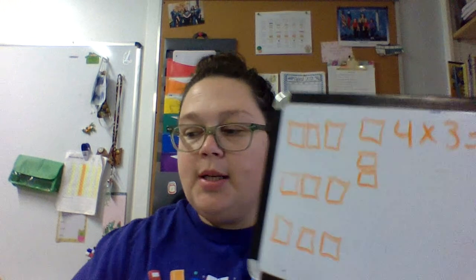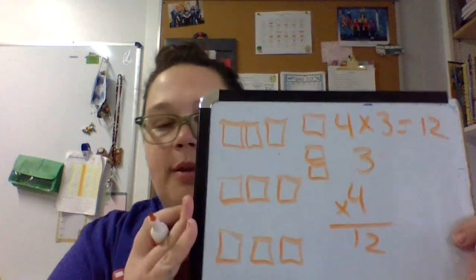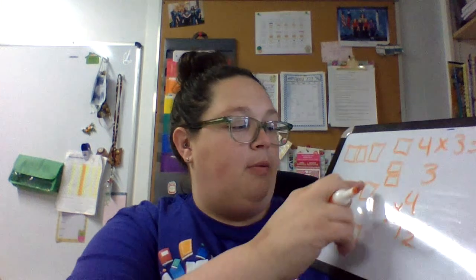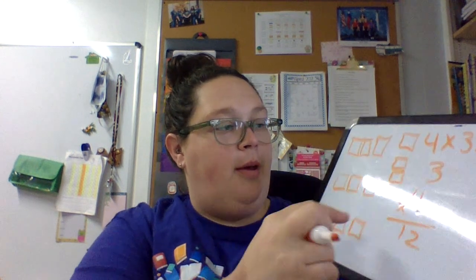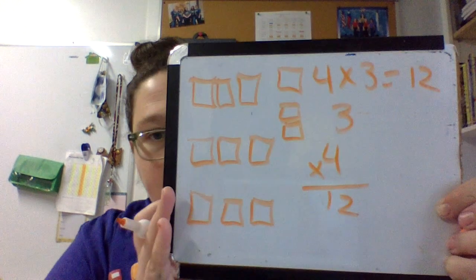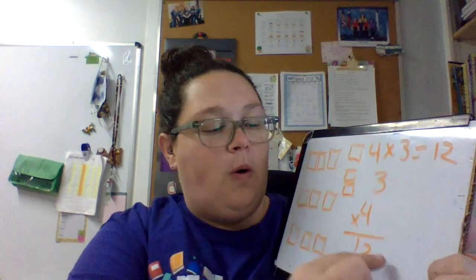4 times 3 equals 12. But there's another way. You can write 3 times 4 equals 12. Either way, 3 times 4, 4 times 3 is 12. Because you have 1, 2, 3, 1, 2, 3, 1, 2, 3, 1, 2, 3. Or you have 1, 2, 3, and 4 in those groups. Okay? So 4 times 3, 3 times 4 equals 12. Do you see how it's this way or this way? So as a number sentence or as a problem up and down. That is what you're doing for multiplication in vertical form.